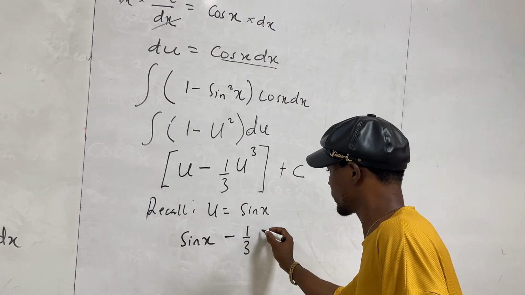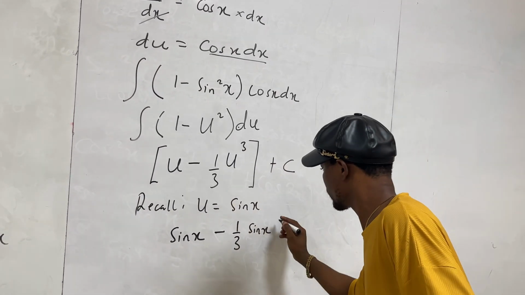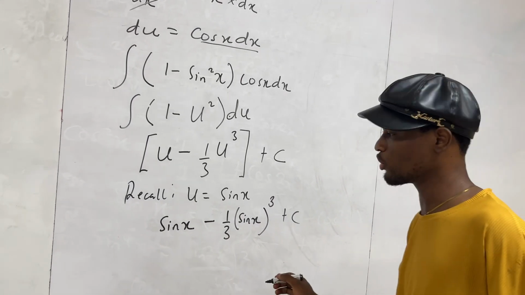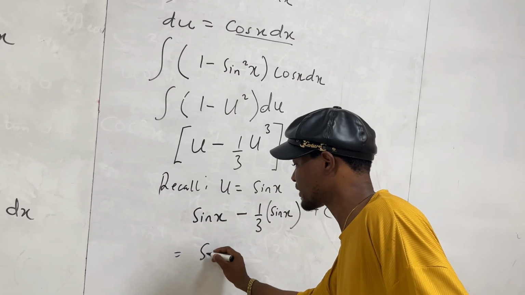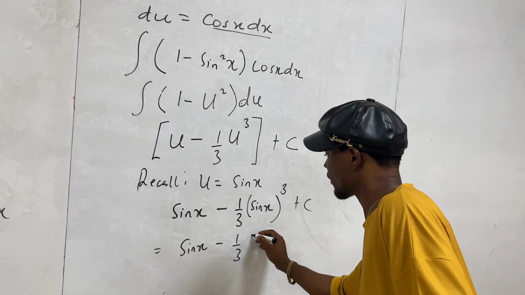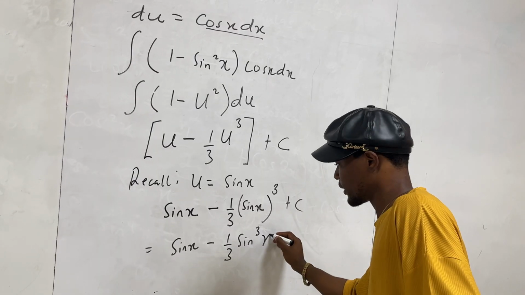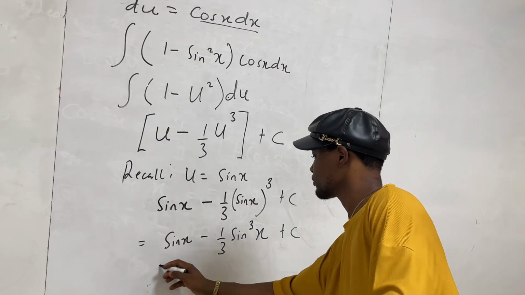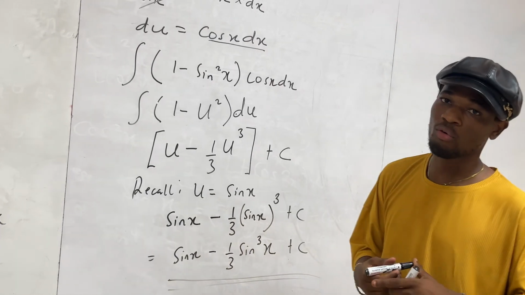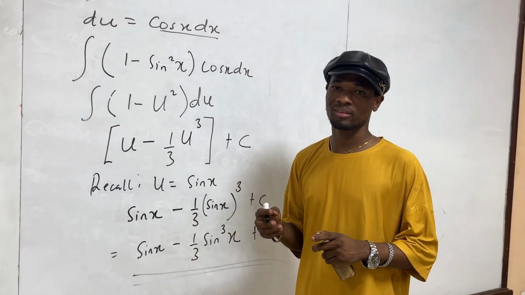Then u again, which is sine x, to the power 3, plus the constant of integration. So this will give us sine x, then minus 1 over 3 sine to the power 3 of x, then plus c. This is the solution to this trivial question. I'll add more examples to throw more light on the topic.